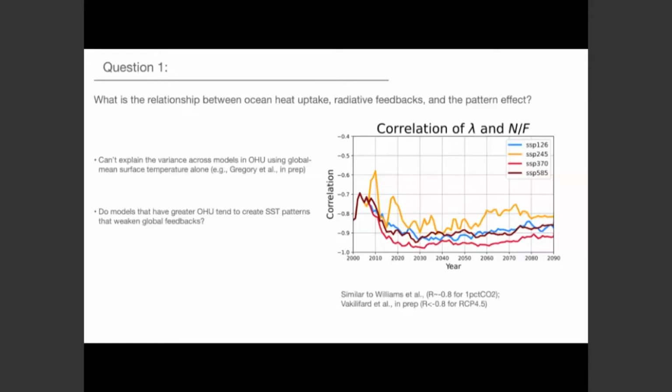And while I think you can partially explain this just by the relationship between both lambda and ocean heat uptake and global mean temperature, where a stronger lambda might lead to a smaller global mean temperature, which might lead to less ocean heat uptake, I think that doesn't really explain all of this correlation. I think Jonathan and others have shown that ocean heat uptake is not fully linked to global mean surface temperature. So a question might be, do models that tend to have greater ocean heat uptake also tend to create SST patterns that weaken global feedbacks, or vice versa?